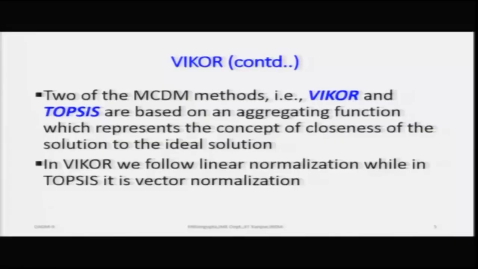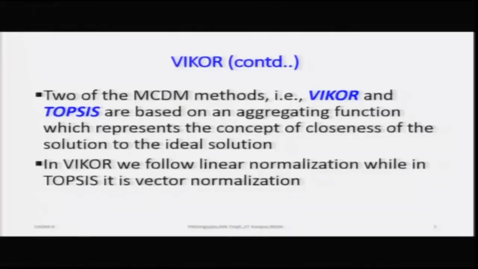So, two of the MCDM methods, which are VIKOR and TOPSIS, are based on an aggregate function. That means you aggregate the so-called scores. Scores are dependent on the closeness. If you remember, we found the C set and the D set, in any of the methods. Then we found the function, which was basically the combination. So, Si plus and Si minus would give you the closeness in the positive sense, and the other would be the closeness in the negative sense, how far it is.